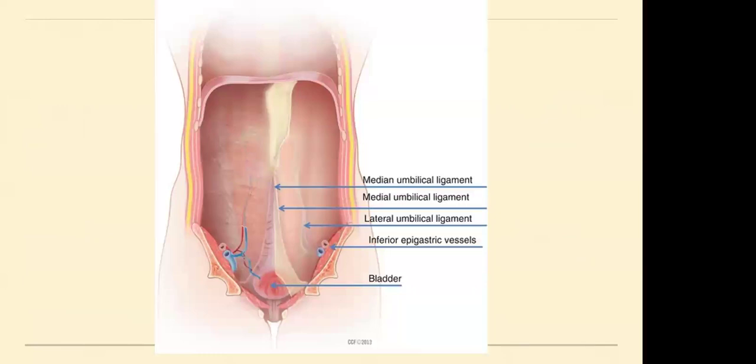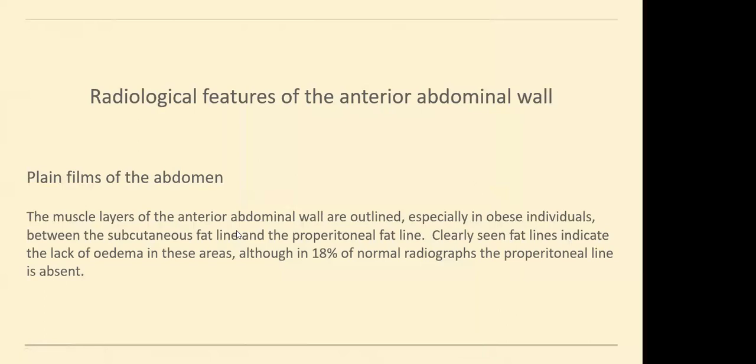This image shows the median umbilical ligament in the midline, followed by the medial umbilical ligaments on either side, and the lateral umbilical ligaments contain the inferior epigastric vessels. Any questions till now?